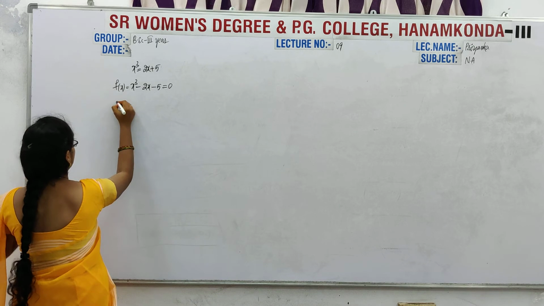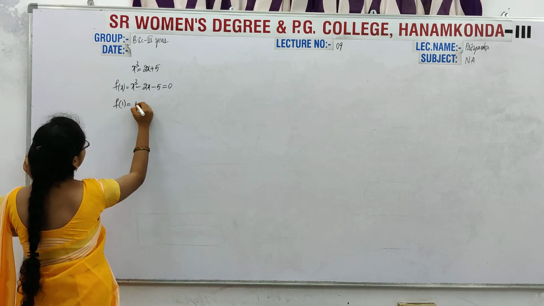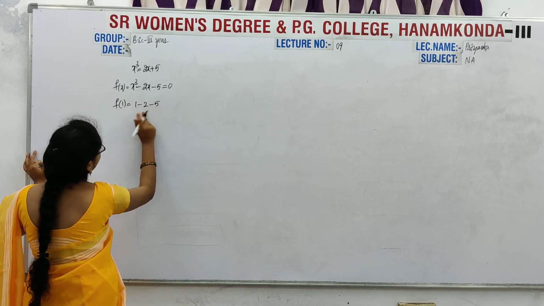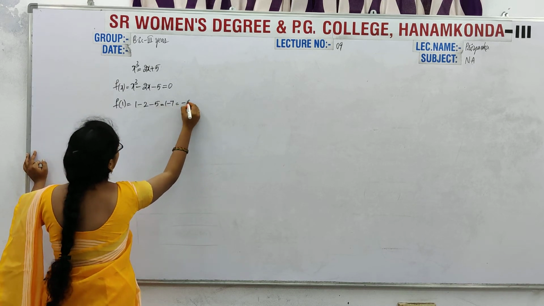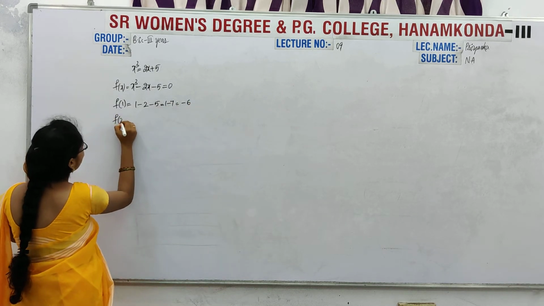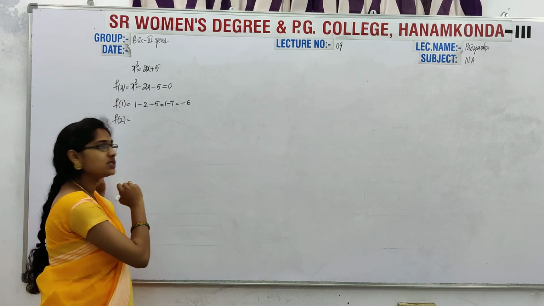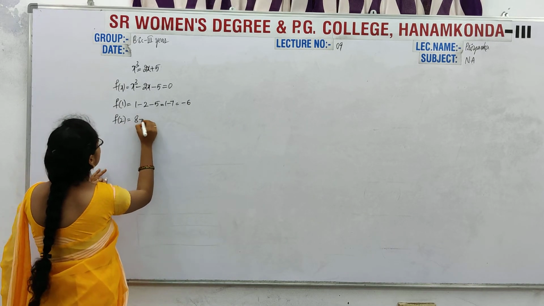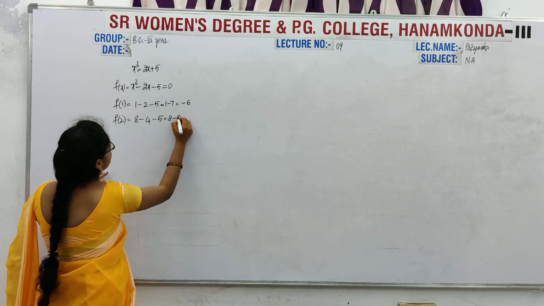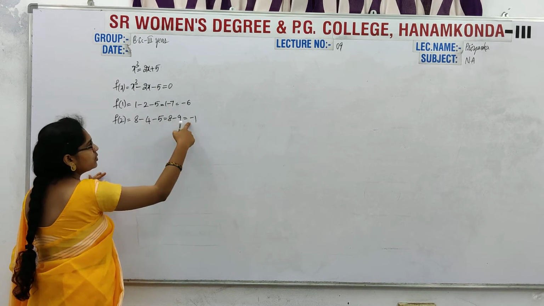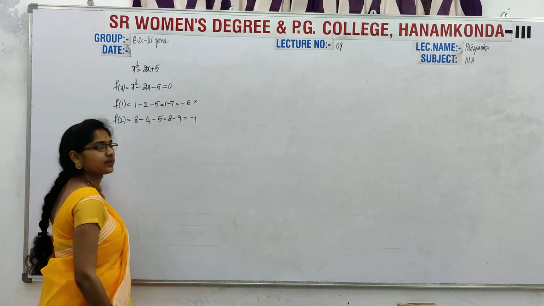Now, f of 1 is 1 minus 2 minus 5 minus 7, so 1 minus 7 means minus 6. Next, f of 2. What do we get here? 8 minus 4 minus 5, 8 minus 9 is minus 1. Same rule, so we can ignore this one.